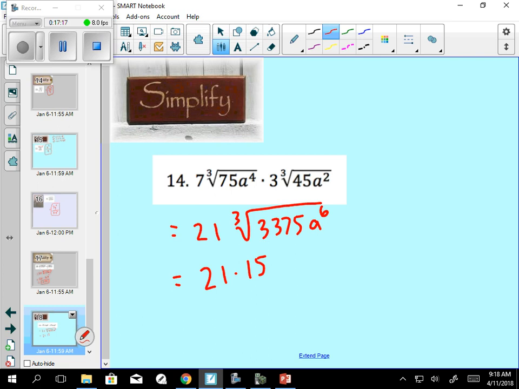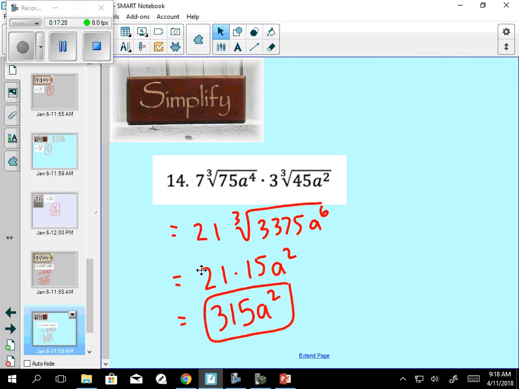Cubed root of a to the 6th is a squared, since 6 divided by 3 is 2. So now you just got to take 21 times 15, and then it comes out to be 315a squared for the answer. So hopefully you got that when you tried it. All right, try out those practice ones now.